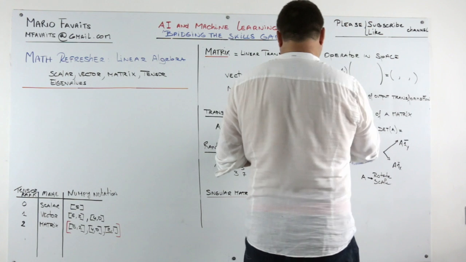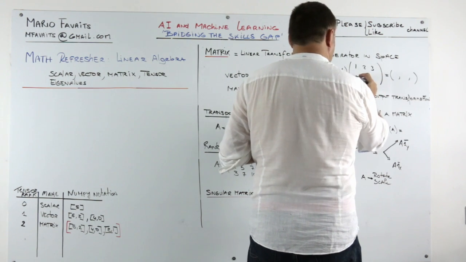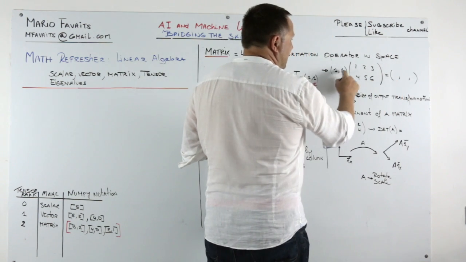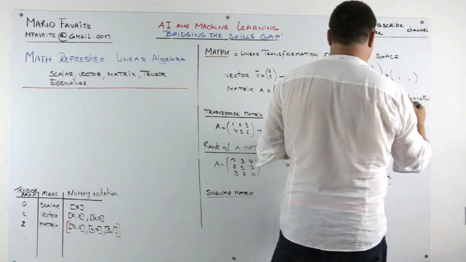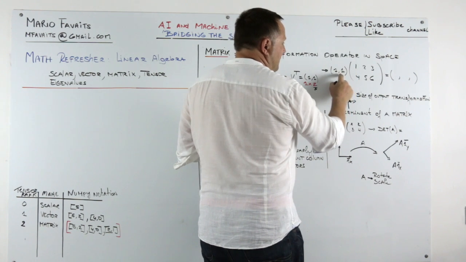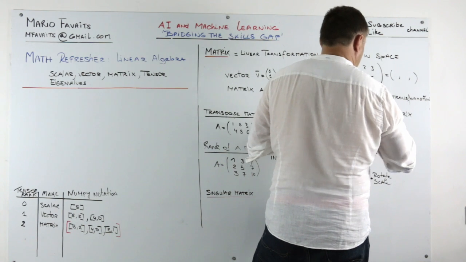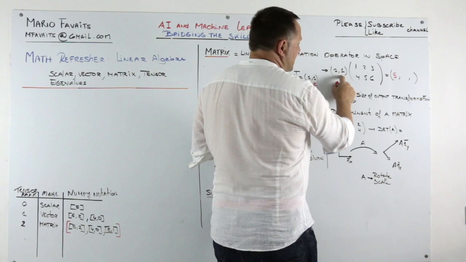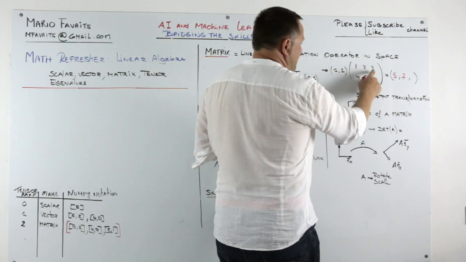So if we multiply, let me just write 1, 2, 3, 4, 5, 6. So we're going to calculate the number here. Sorry, no. 1 times 1 is 1 plus 1 times 4 is 4. 1 plus 4 is 5. 1 times 2 is 2, 1 times 5 is 5, so 7. 1 times 3 is 3, plus 6 is 9.